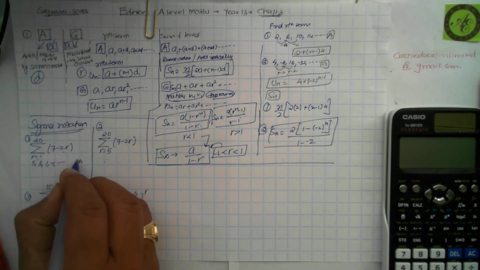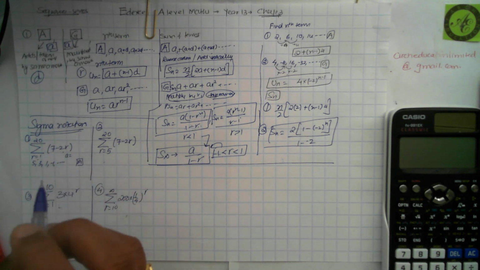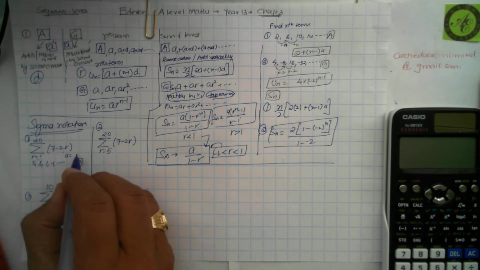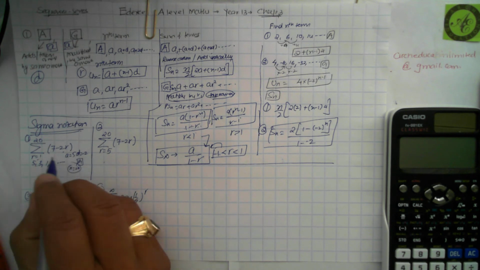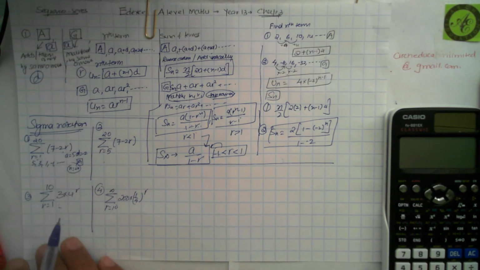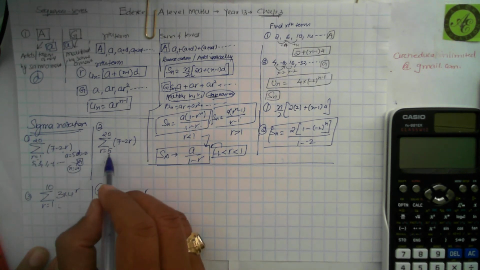So you can see this is an arithmetic series. You know what your a is, 5. You know what d is, -2, and you know what n is, 20. So add them together. Very simple. Use this formula there.